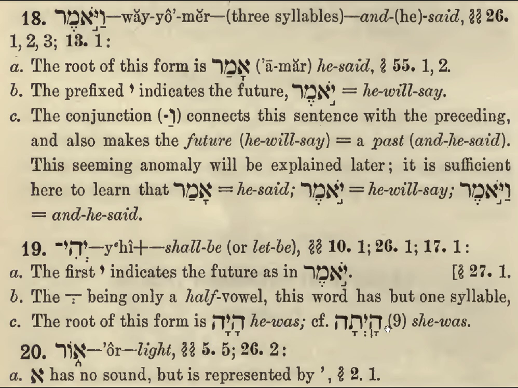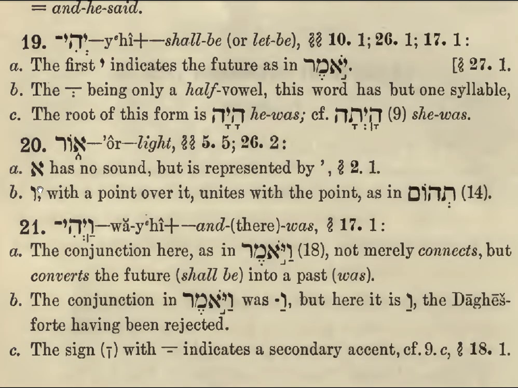And before we've seen hayeta, she was, also from the same root, haya. So, yehi, shall be, or let be. Or, meaning light. So, yehi or, let there be light. In the word or, aleph has got no sound. And so in the transliteration, we put this sign for it here.